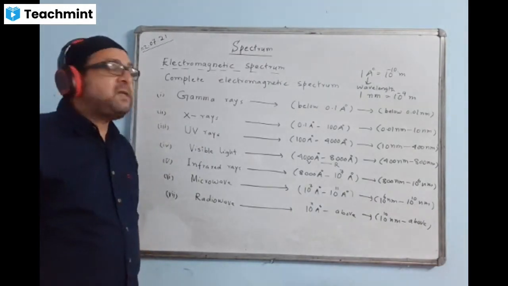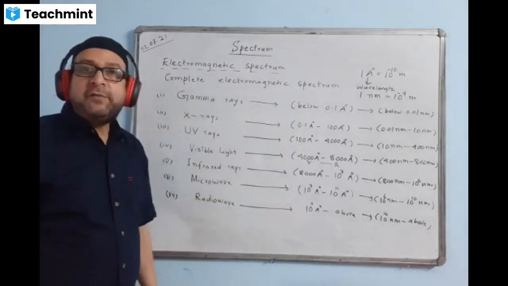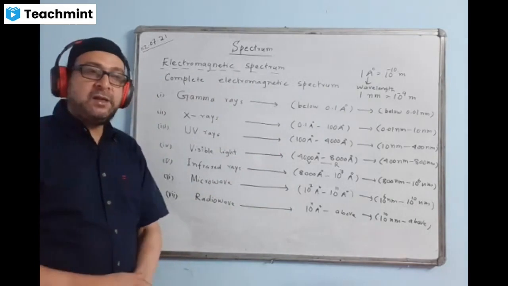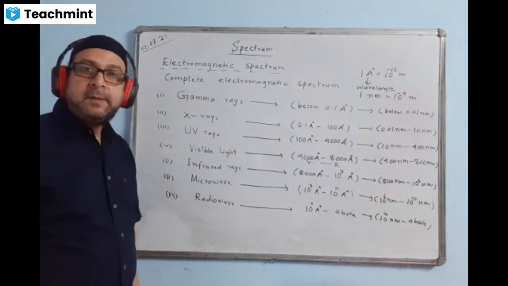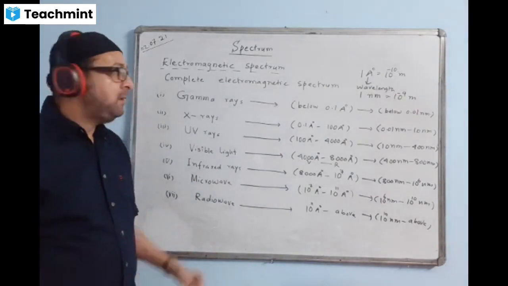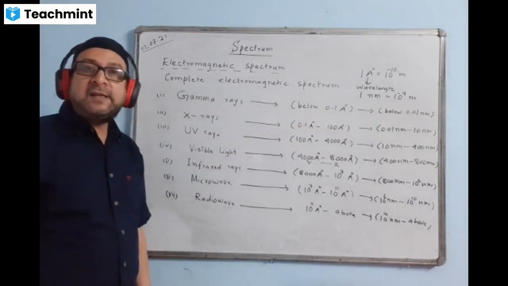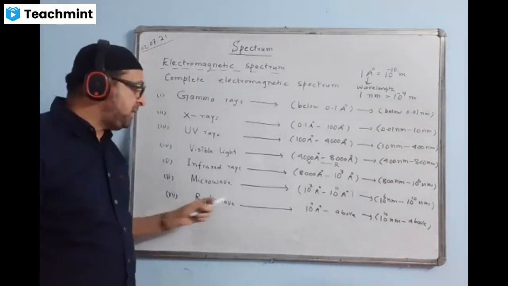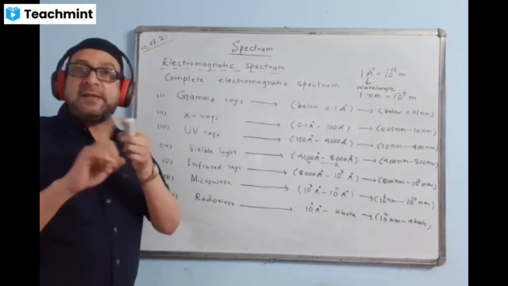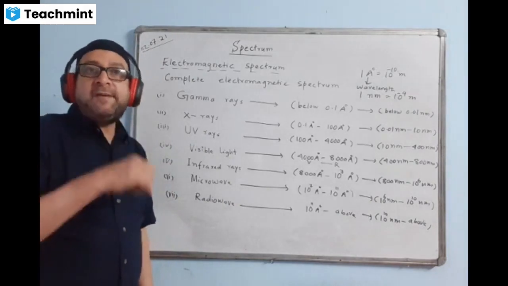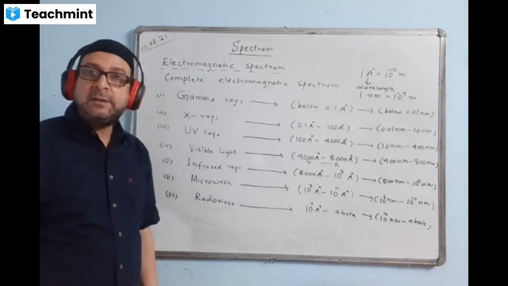Overall, not talking about the visible spectrum, which wave has the shortest wavelength? Gamma rays. And which has the longest wavelength overall? Radio. Wavelength and frequency are inversely proportional. The shortest wavelength will have the highest frequency, and the longest wavelength will have the lowest frequency.